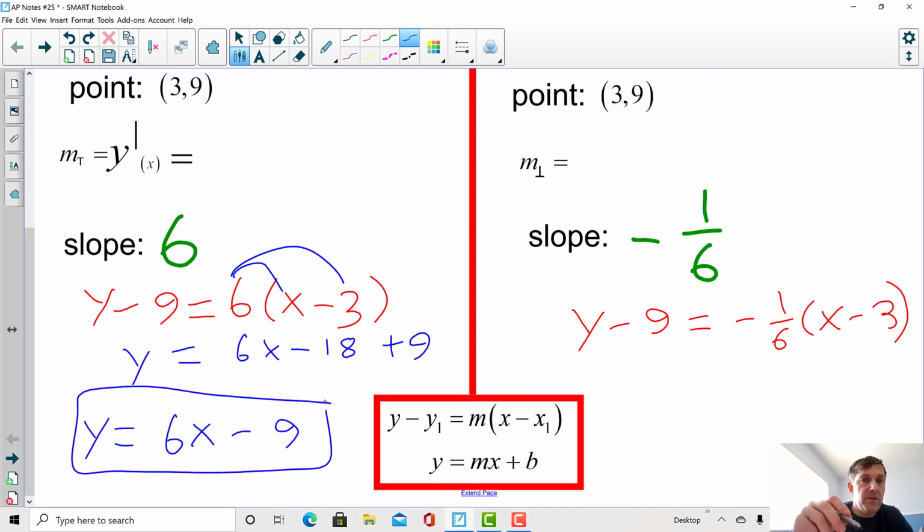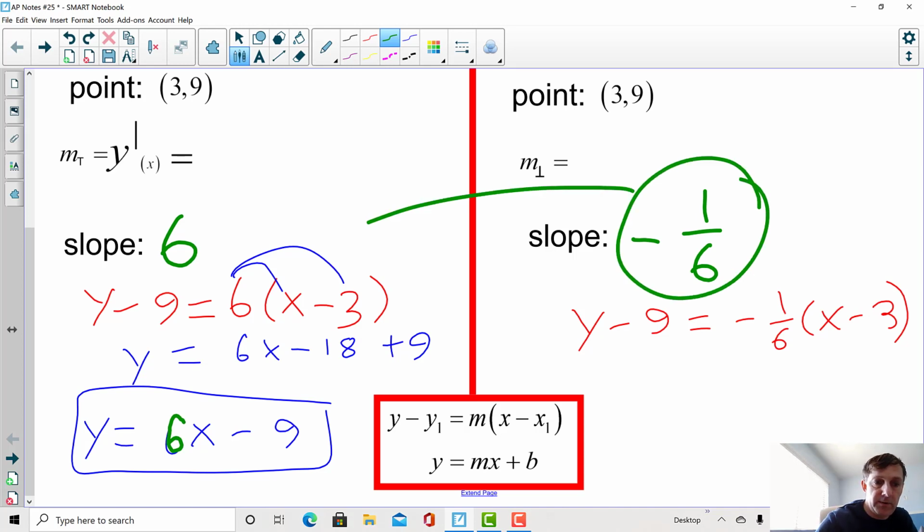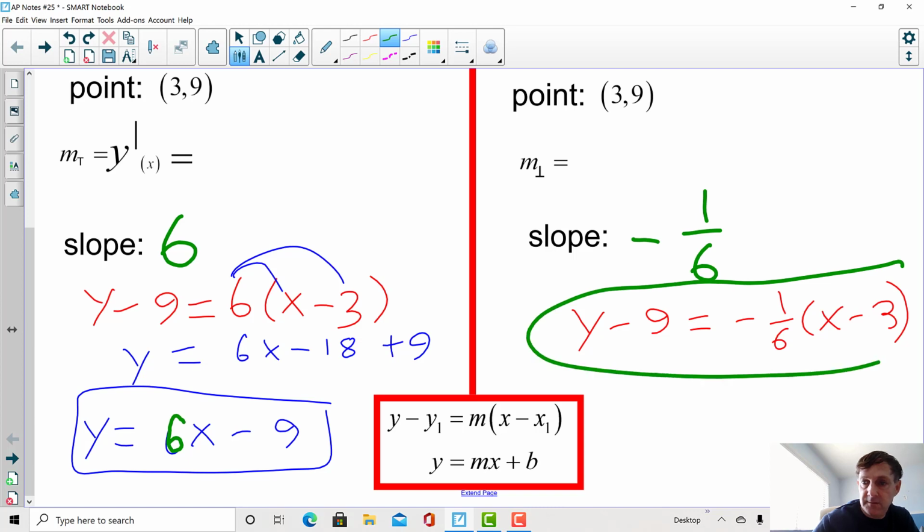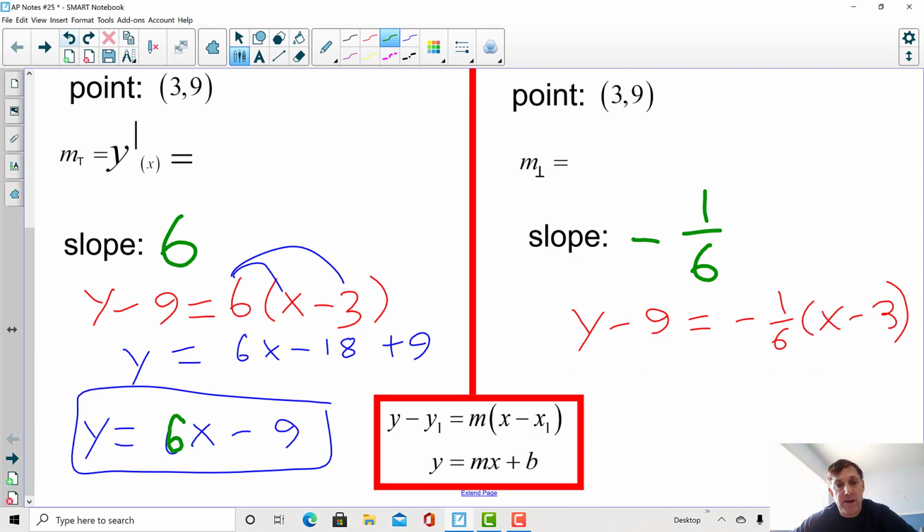Now, before I solve the other one, I want to tell you to be very careful. Do not just change the slope. When you have the equation of the tangent line, you don't just trade the slope. That's not going to work. What you need to do is what we did over here. Plug in the point, plug in the slope. And when we solve it, we're going to actually have a different y-intercept. It won't be minus 9.